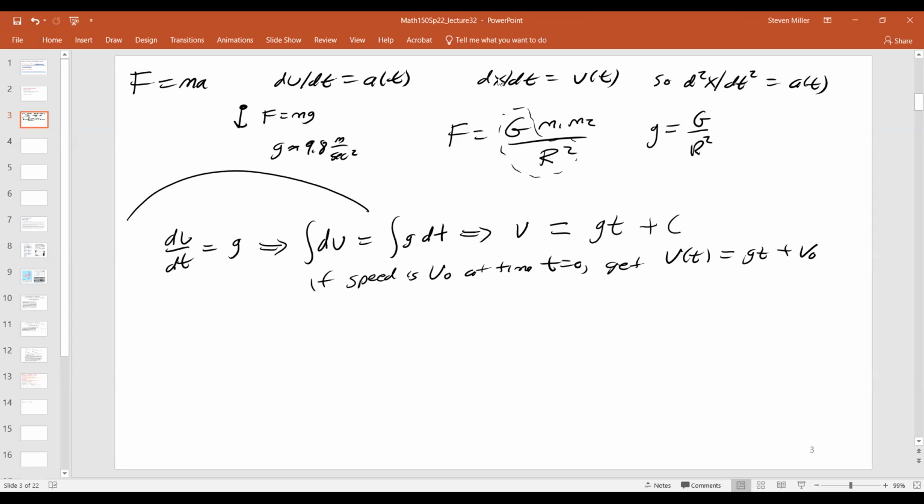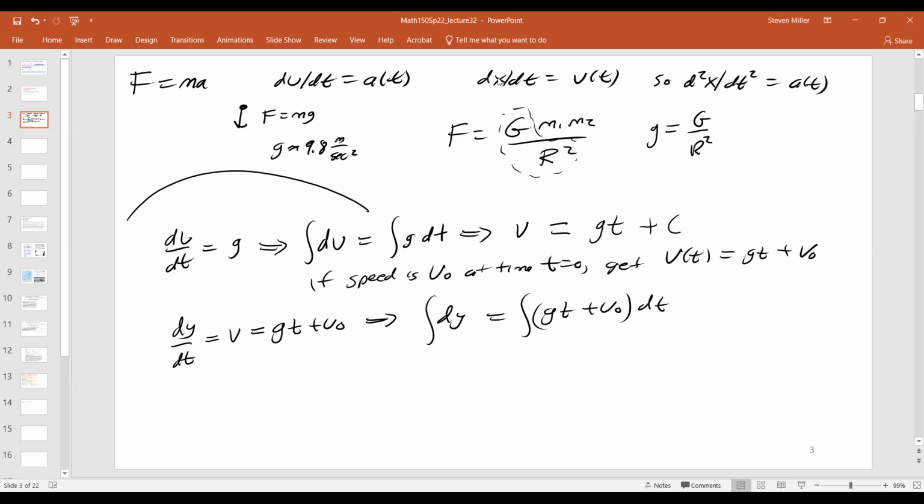Now we want to find the location. So I could use x, but if I'm going straight up and down, what variable should I use? I should use y. So I could say dy dt is equal to the velocity, which we just showed is gt plus v naught. So dy would be gt plus v naught dt, and then we integrate both sides.